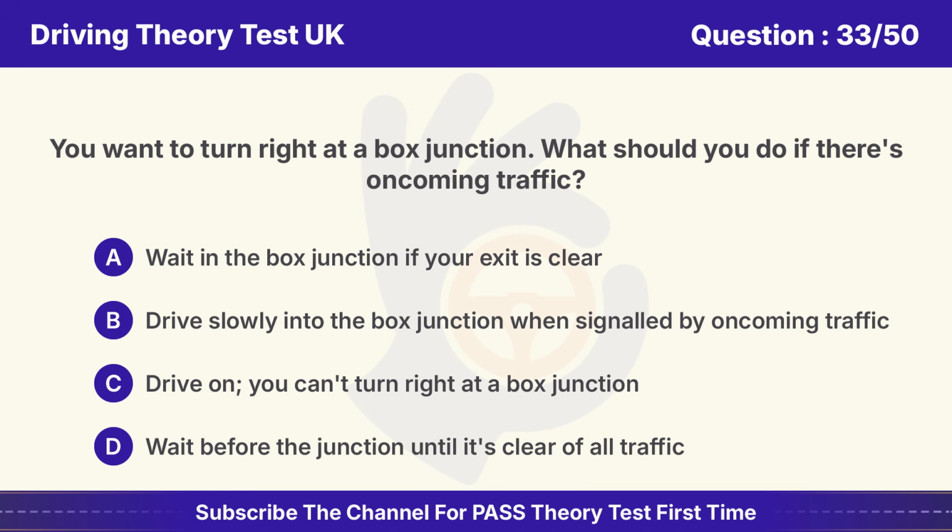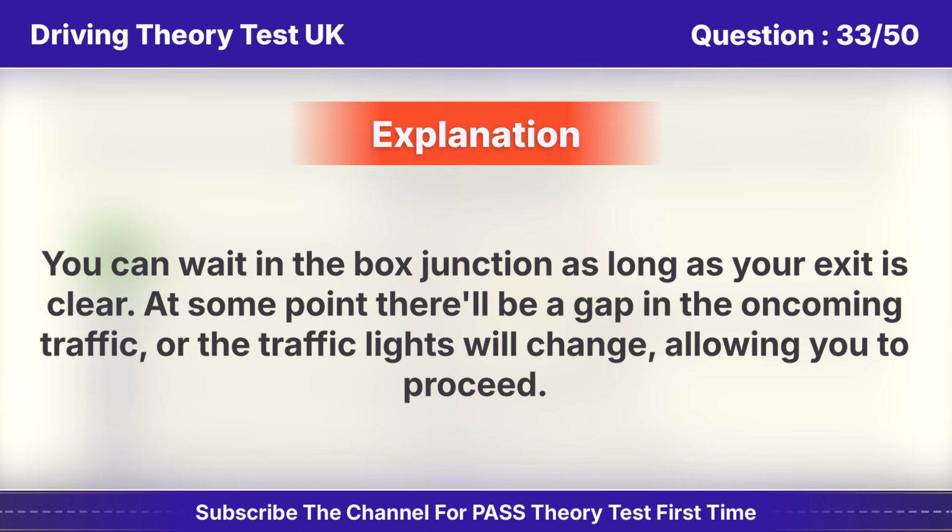Question 33. You want to turn right at a box junction. What should you do if there's oncoming traffic? Answer is A. Wait in the box junction if your exit is clear. You can wait in the box junction as long as your exit is clear. At some point there'll be a gap in the oncoming traffic, or the traffic lights will change, allowing you to proceed.